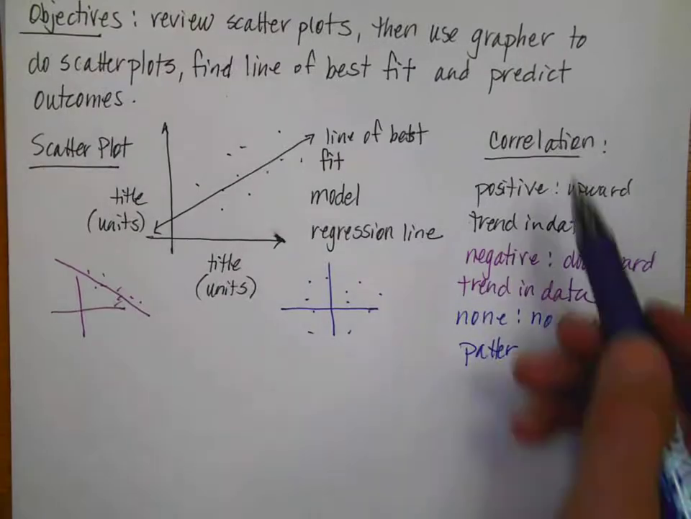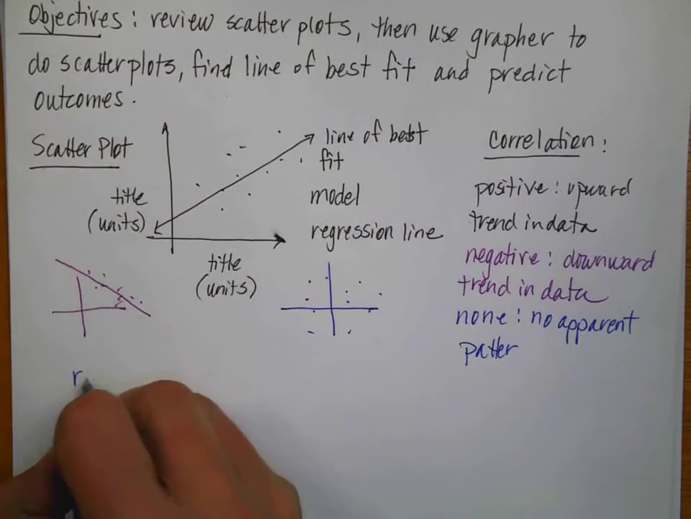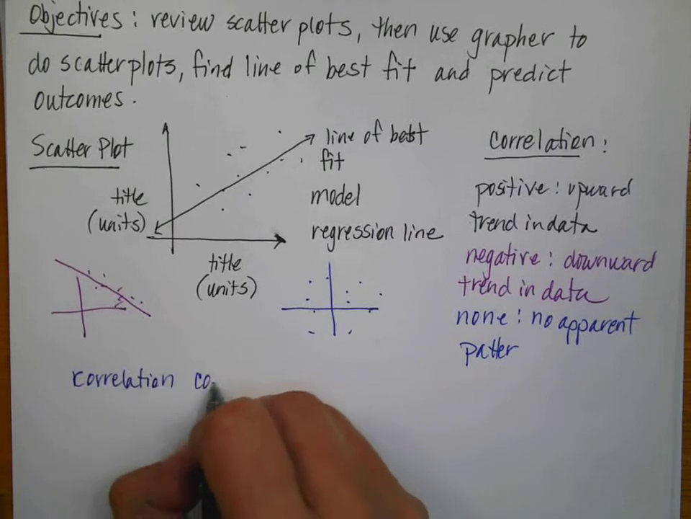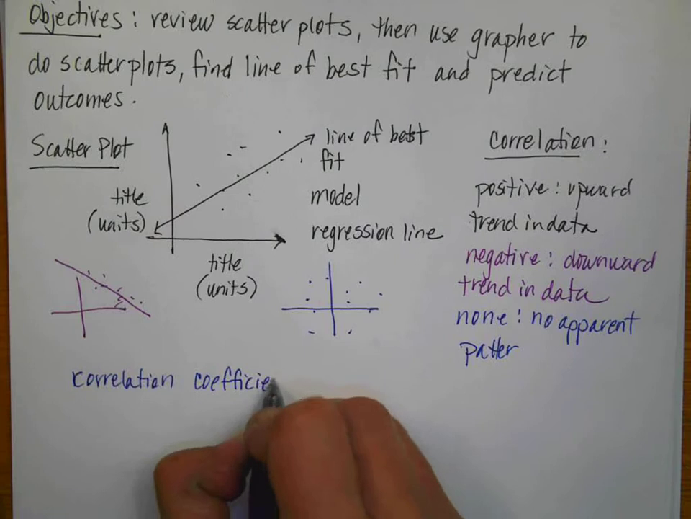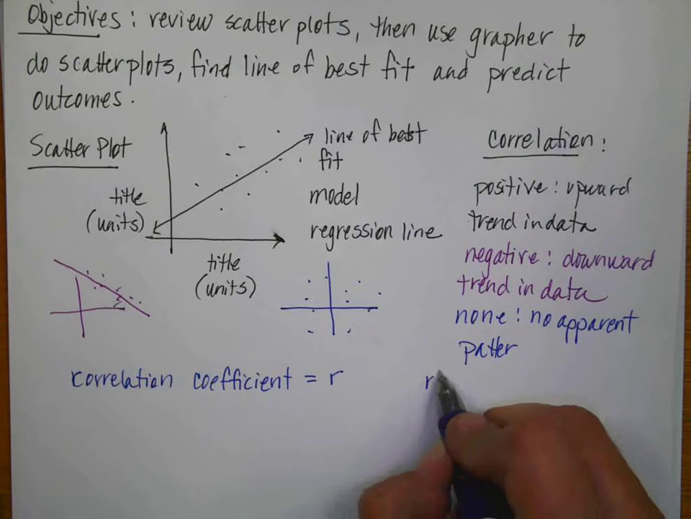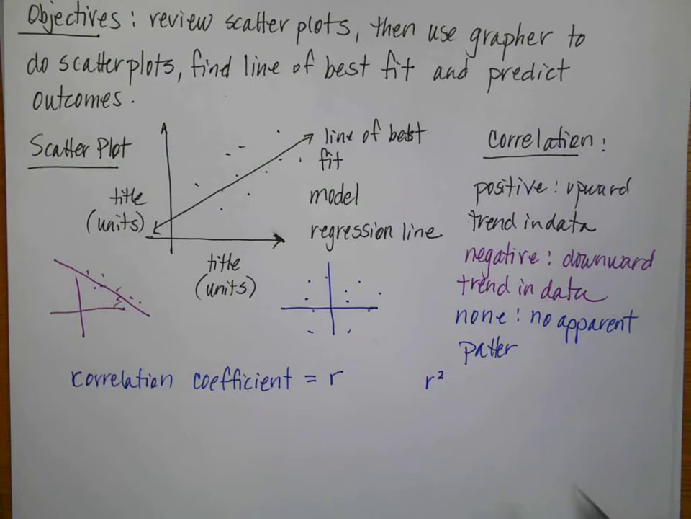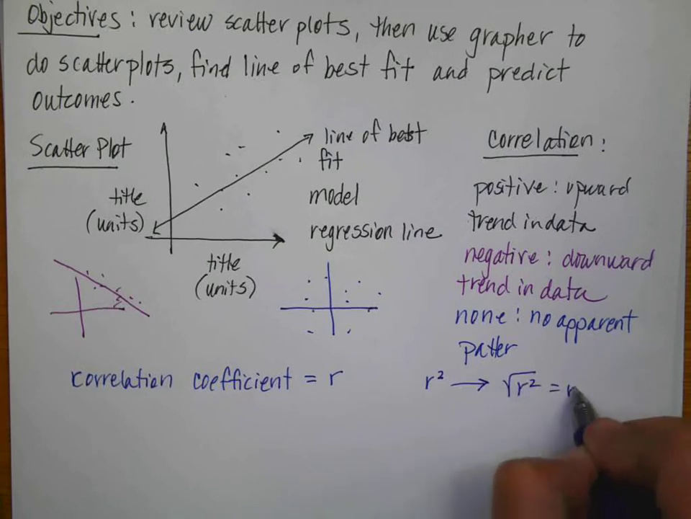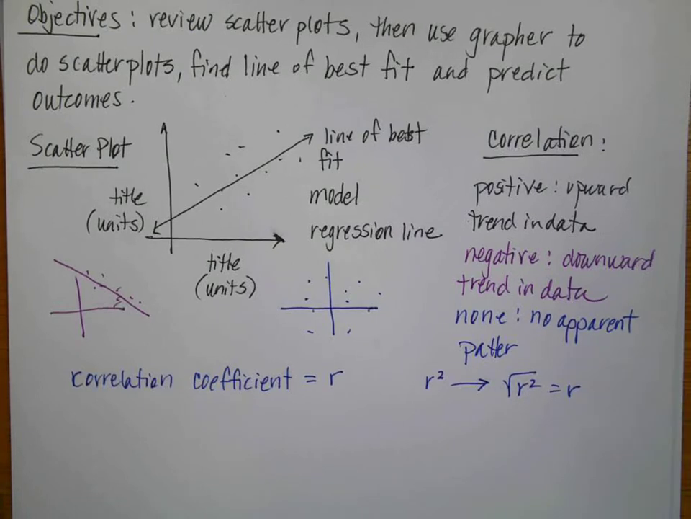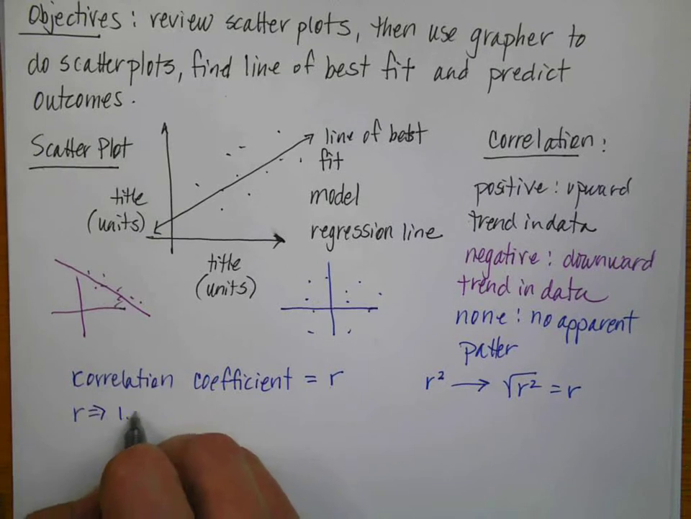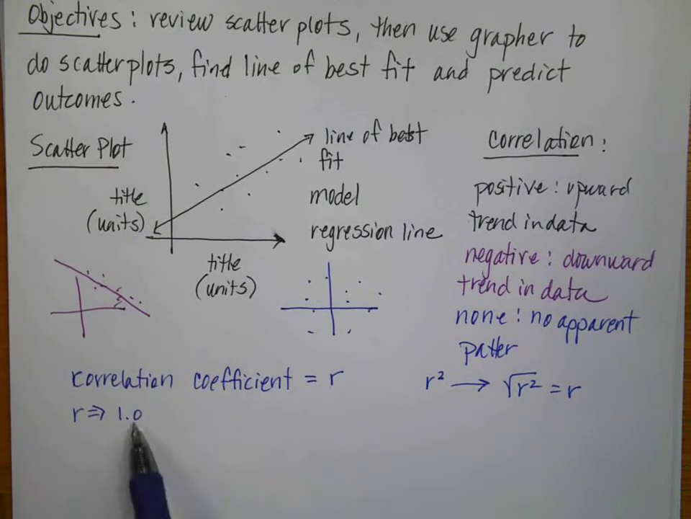In our calculators, the correlation is going to be represented by R, and it's called the correlation coefficient. Sometimes in your grapher it's going to show up as R squared, and then if it doesn't tell us what R is, then we just take the square root of R squared, and that gives us R. When we're talking about lines of best fit and we're looking for an R, we want R to be as close to 1.0 as possible.